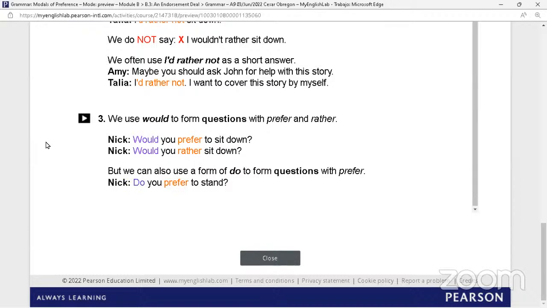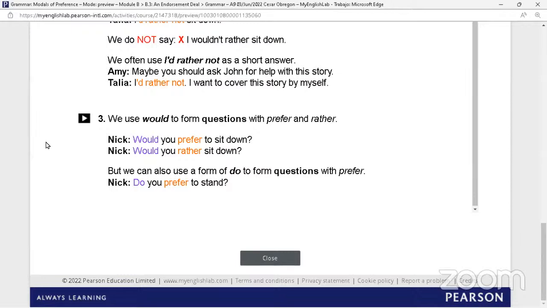Okay. Yes, but I have a question in number 3. Would you prefer to sit down, and would you rather sit down? The difference that I can see is that if you use prefer, you have to use the infinitive. If you use rather, you only use the base form. Good observation. Yes, that's what it is.